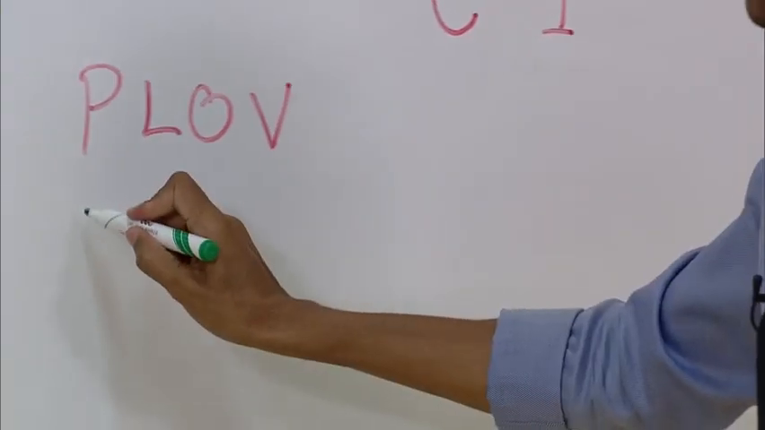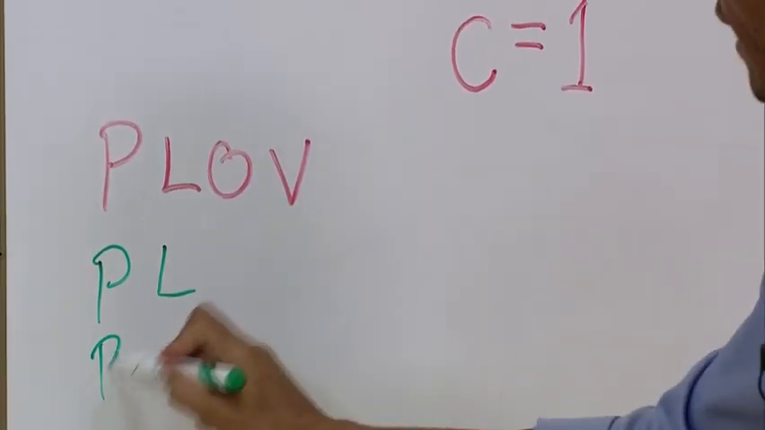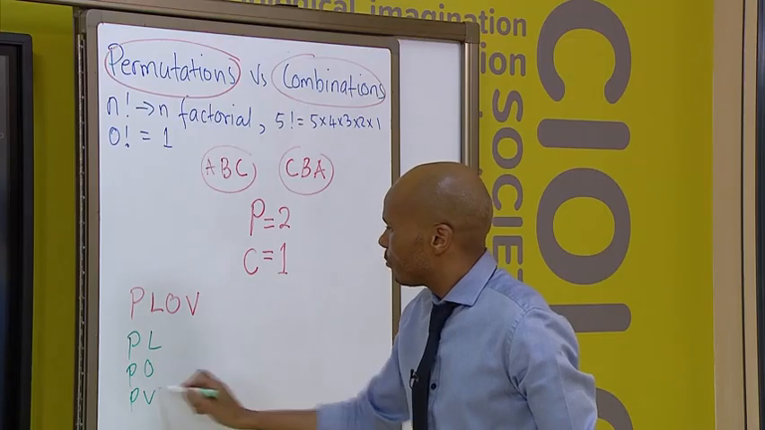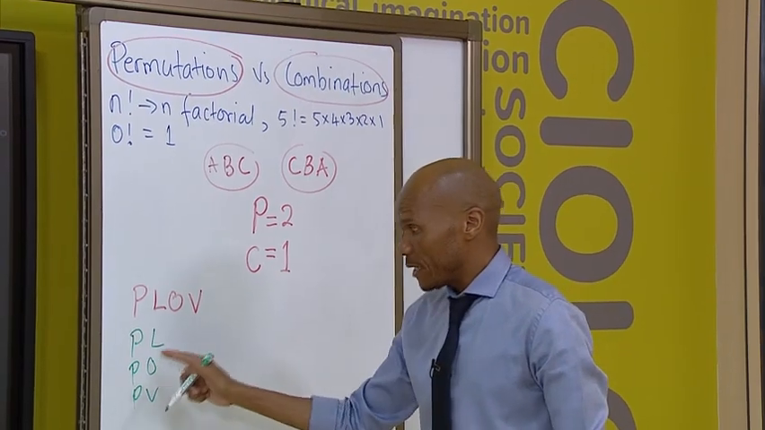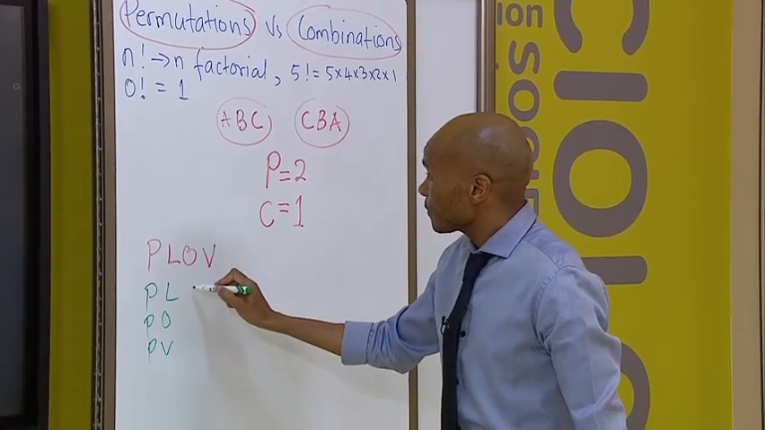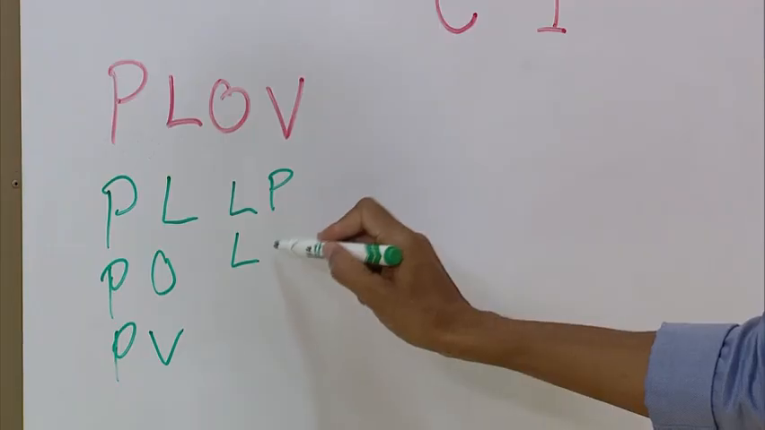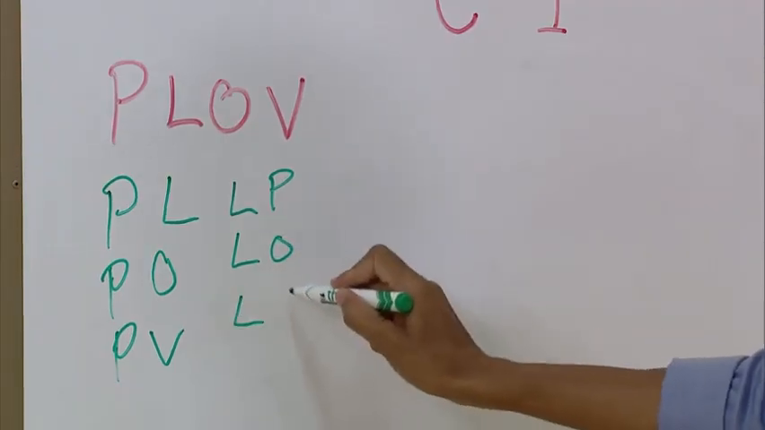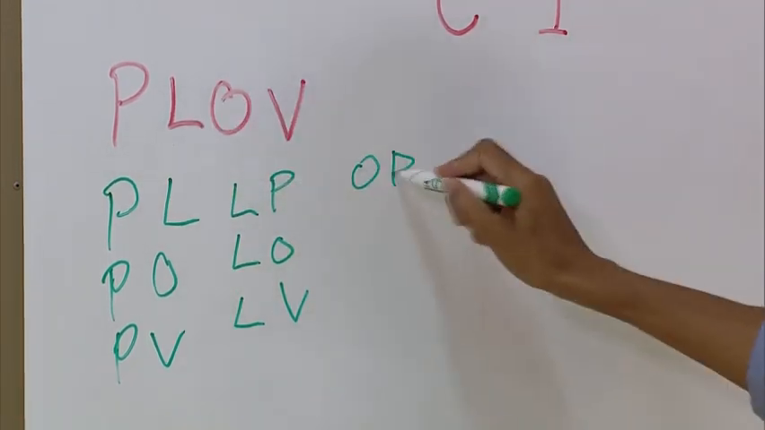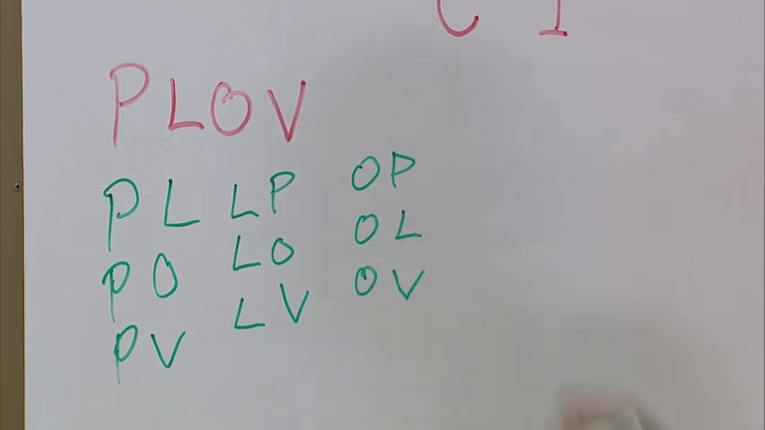So let's go ahead. You can have PL, you can have PO, you can have PV. So that's 2 letters, okay? You can have LP, you can have LO, you can have LV, you can have OP, you can have OL and OV.